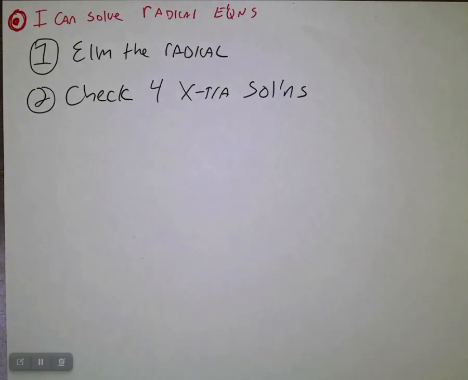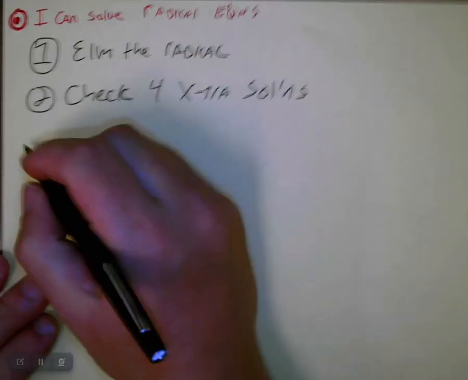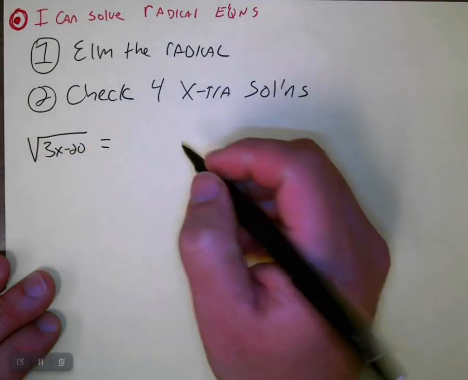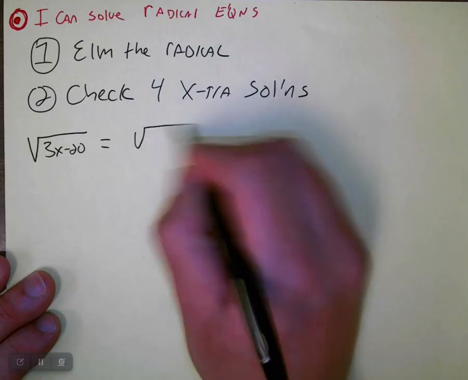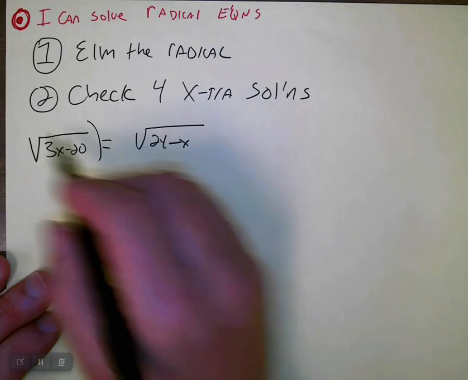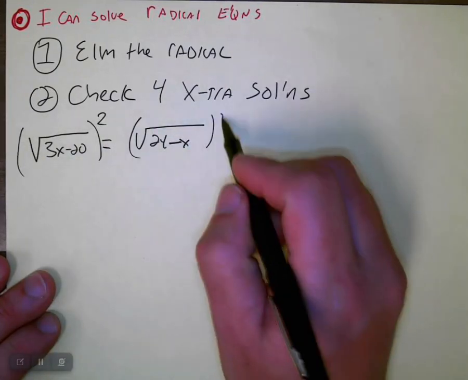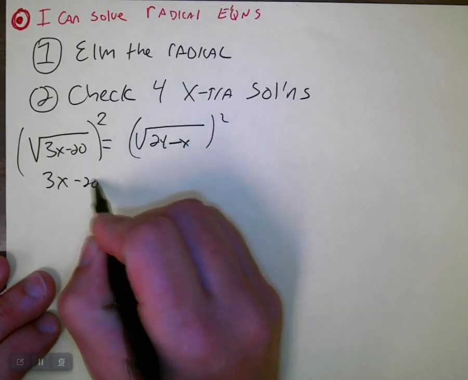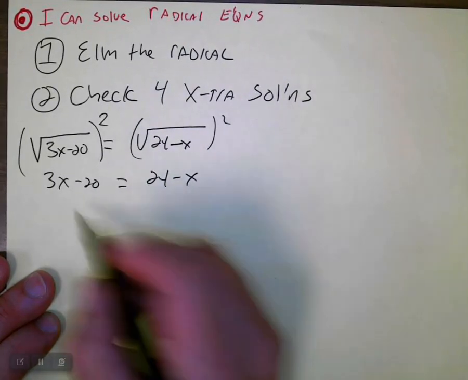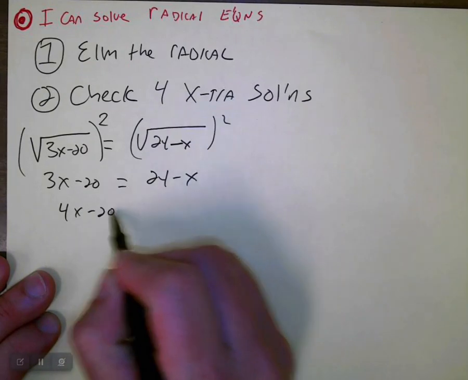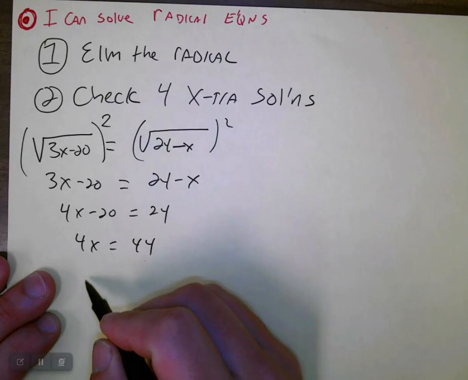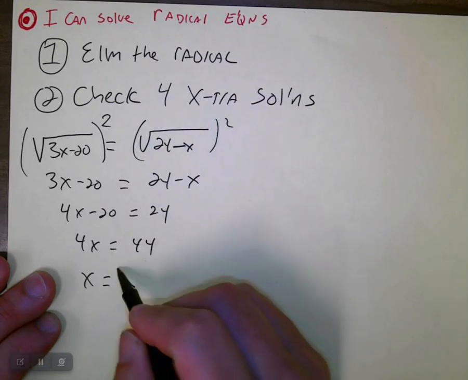The first one that I want to talk about is in your packet. The square root of 3x minus 20 equals the square root of 24 minus x. So what you want to do is square both sides to get rid of the radicals. You get 3x minus 20 equals 24 minus x. And it's just basic algebra. Add x, so you get 4x minus 20 equals 24. Add 20 to both sides, you get 44, and then you divide by 4, so x is 11.